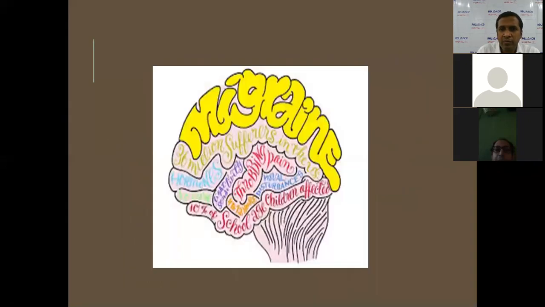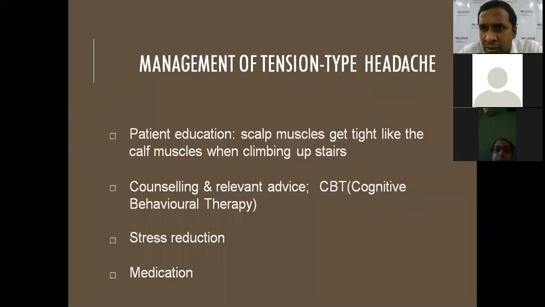And a lot of times, a simple painkiller like paracetamol works well for these kinds of headaches, and you can add a muscle relaxant. A simple muscle relaxant works well. And usually, once the trigger is removed, these headaches go away for these patients.